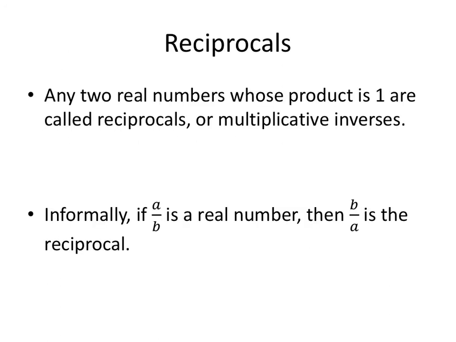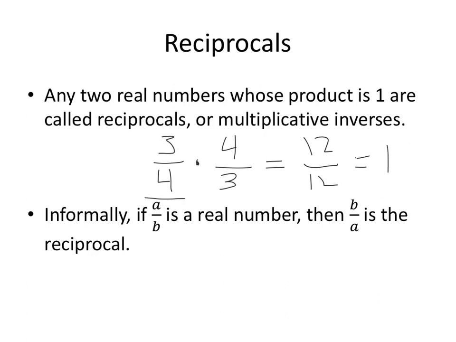Last thing we're going to talk about in this particular lecture is any two numbers whose product is 1 are called reciprocals, or multiplicative inverses. So if you have any number, maybe you have 3/4, its reciprocal, the number with product 1, is going to be what we get when we flip the fraction upside down. Multiply fractions straight across.